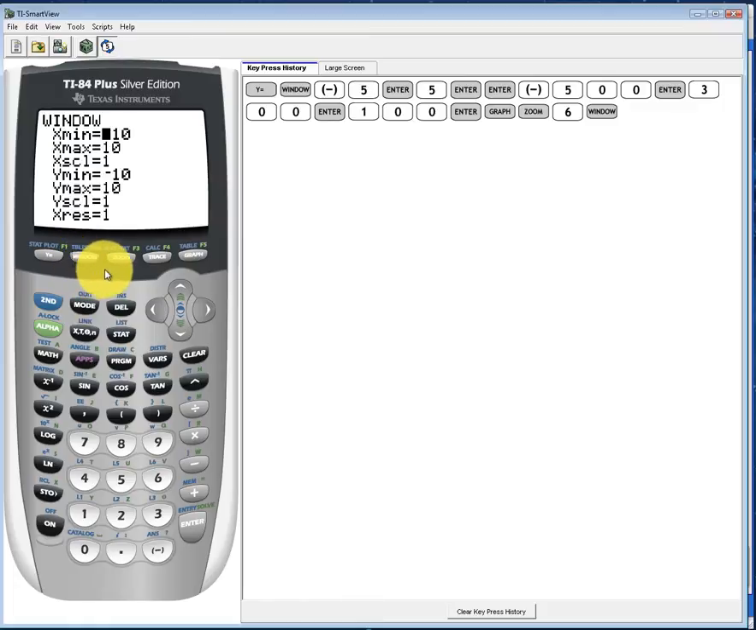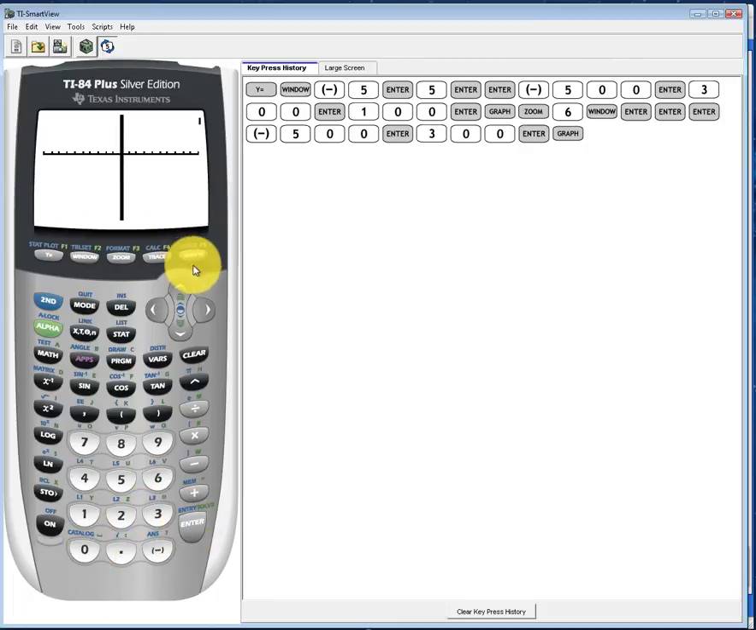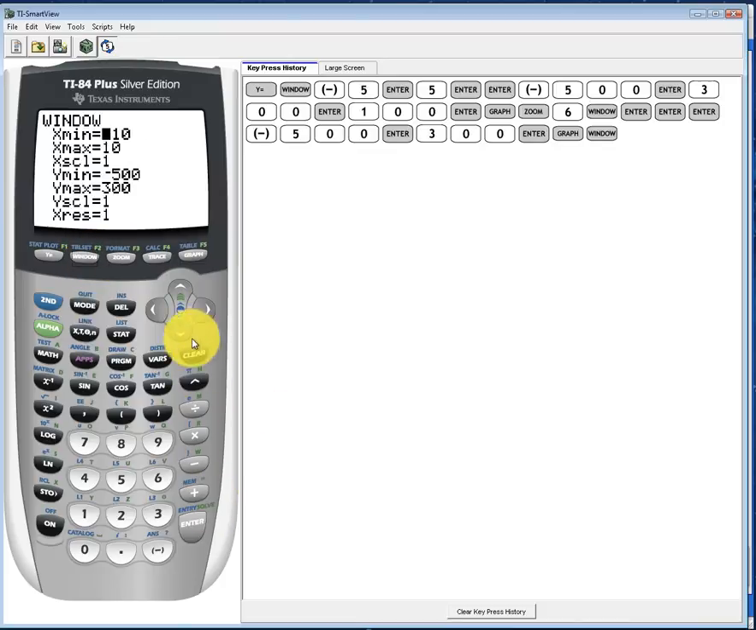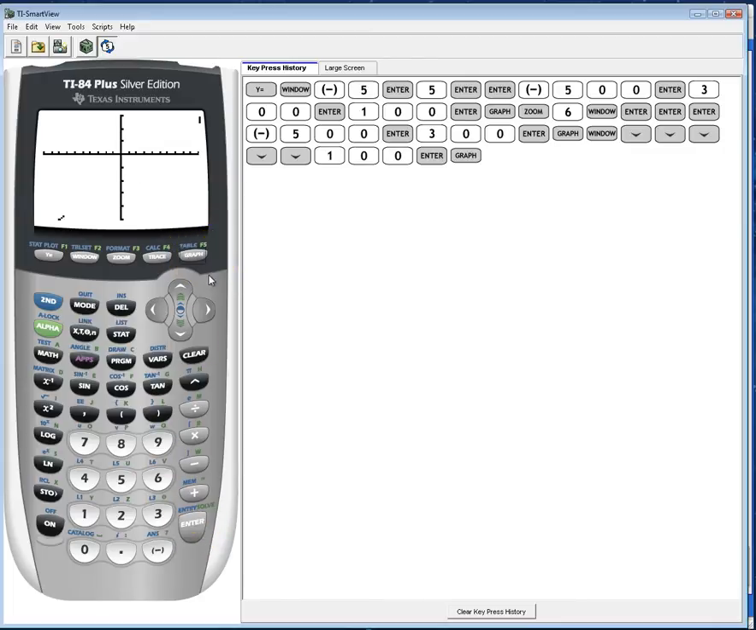And now I'm just going to go back and we're going to set the Xmin and Ymin back to what we had before, -500 and 300. And we'll see that the graph returns to what we saw before. You notice that this y-axis is thick. Well, that happened because we did not reset the Yscl. So let's go in and do that. We'll go down and set the Yscl, and we had it set to 100. Enter. And now let's look at the graph.